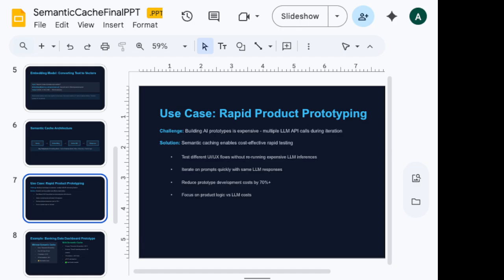So what it basically does is allow an end user or the product manager or leader to test different UX or UI flows without rerunning the expensive LLM inferences.